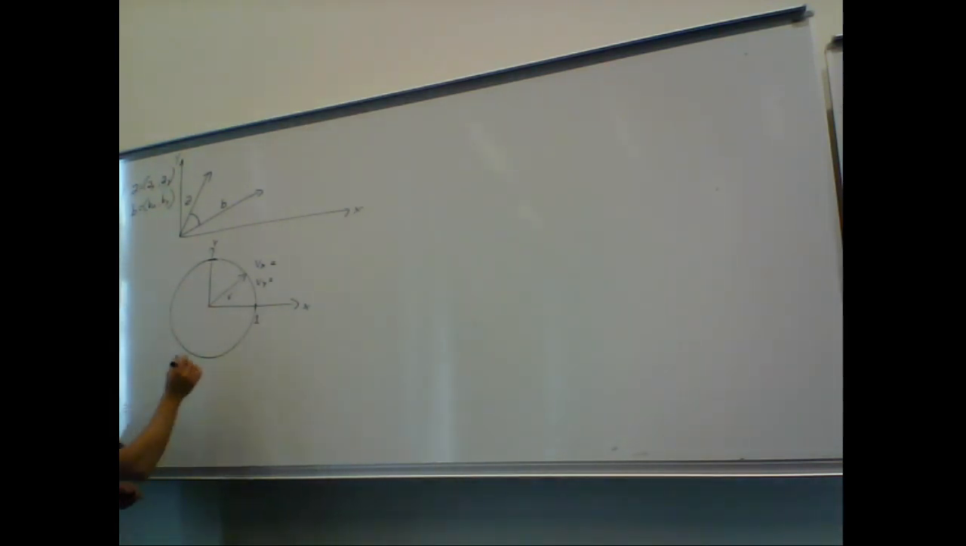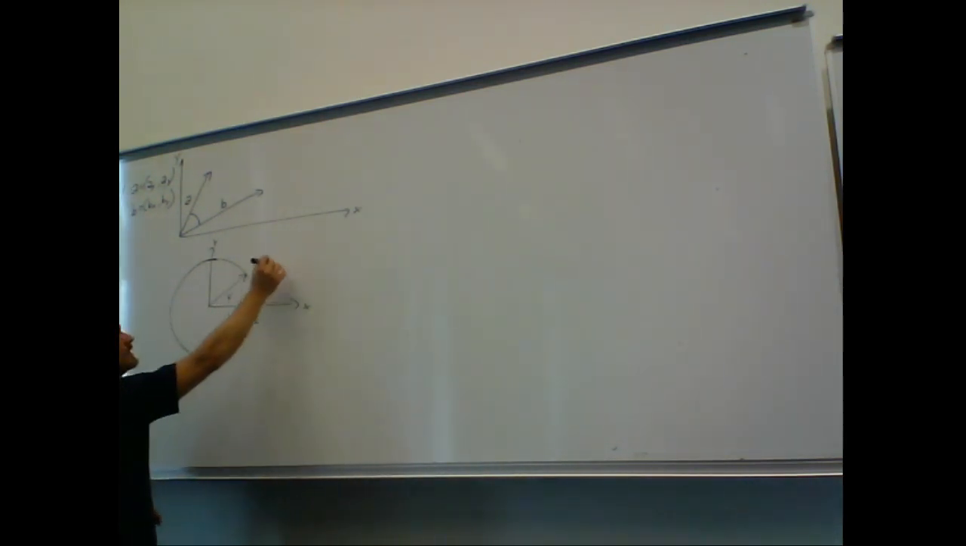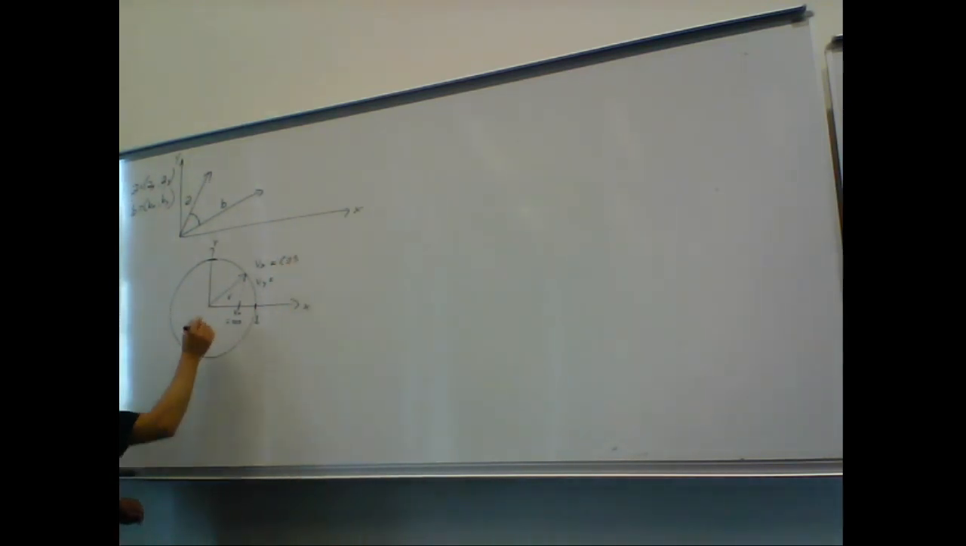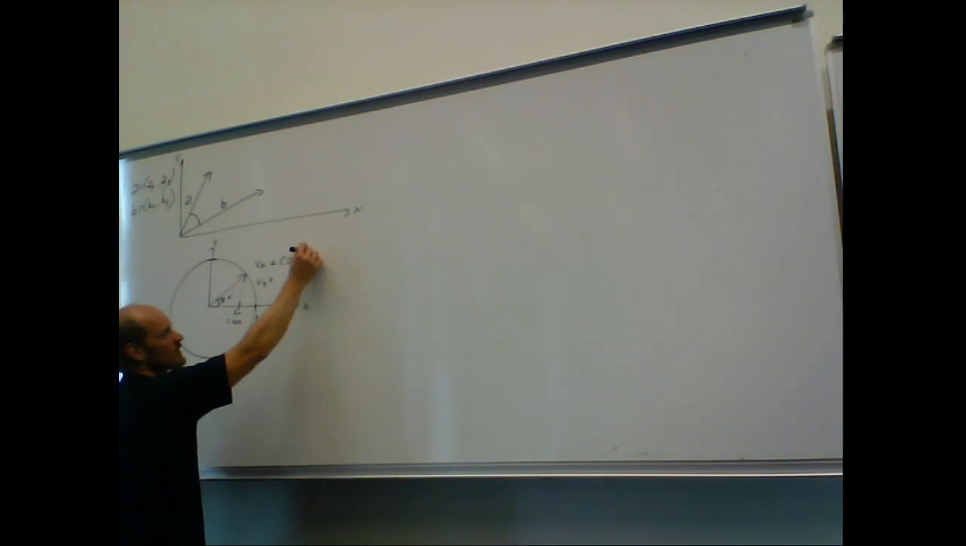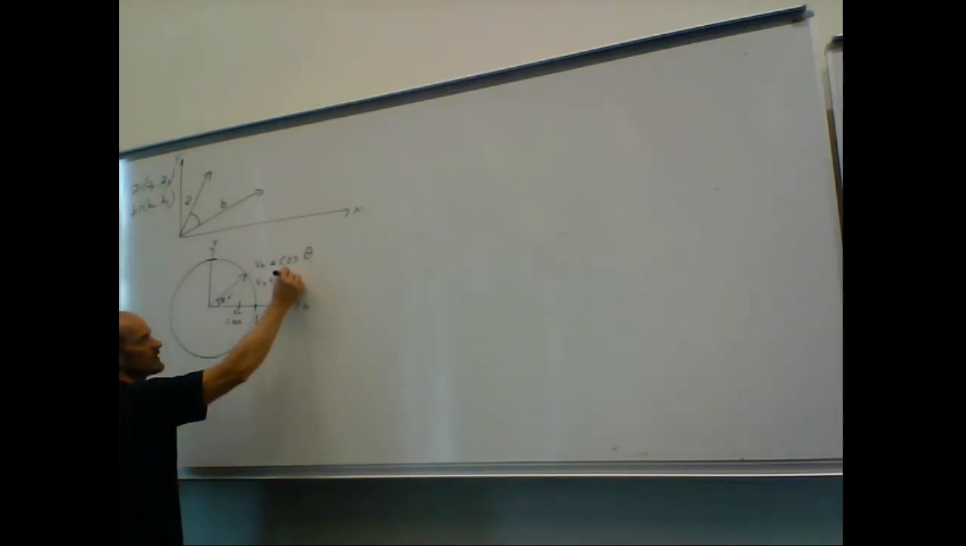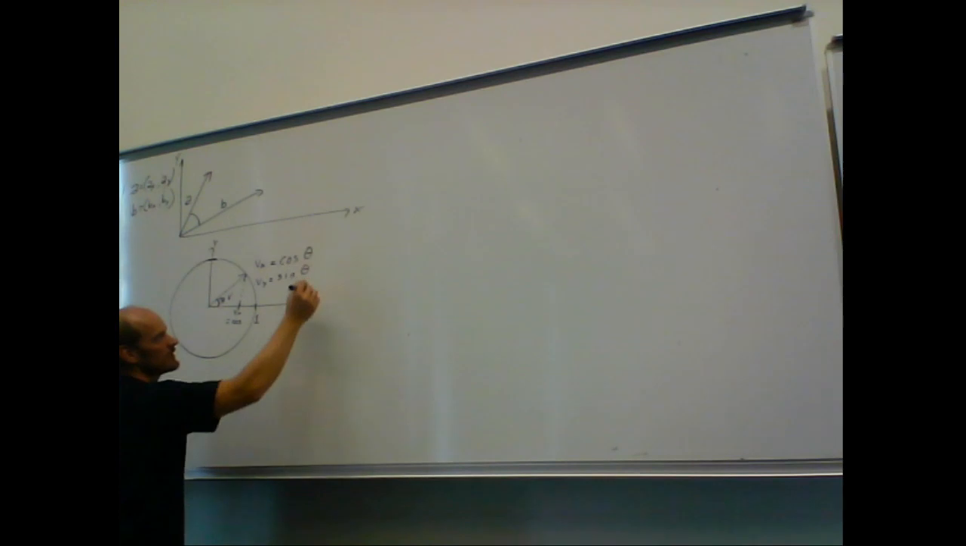Sine and cosine. Okay, so this here is Vx, and it equals the cosine of this angle. If we have an angle here that we'll call theta, between this vector and the x-axis, then the x-coordinate is certainly cosine of theta, and y is sine of theta.